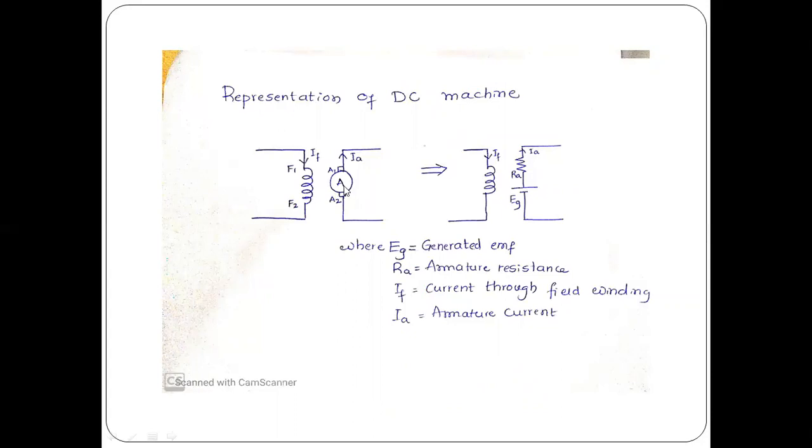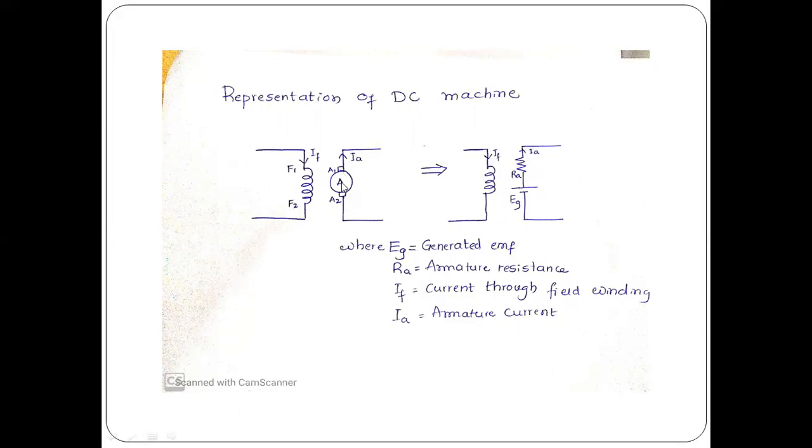So there are two main parts, field winding and armature, and both are represented like this. F1 and F2 are the two ends of the field winding, and A1 and A2 are the two ends of the armature. The current flowing through the field winding is IF, and the current flowing through the armature is outward in nature because we are generating the current and supplying it to the other part. We are getting the current from that armature. That's why current is outward in nature. So it is a representation of DC machine.